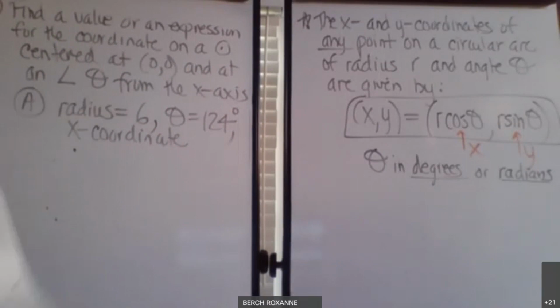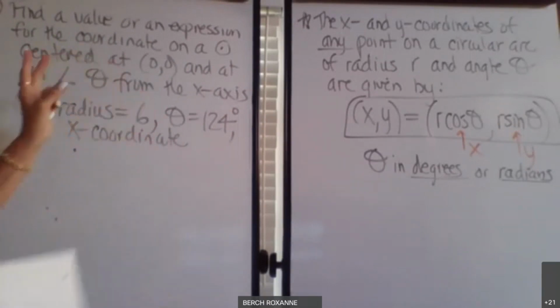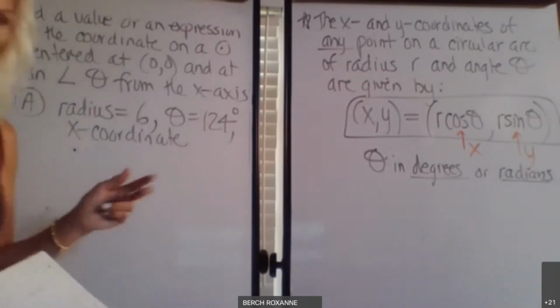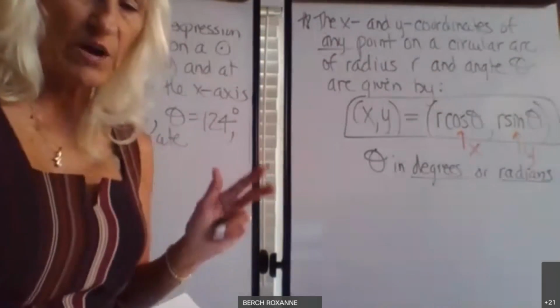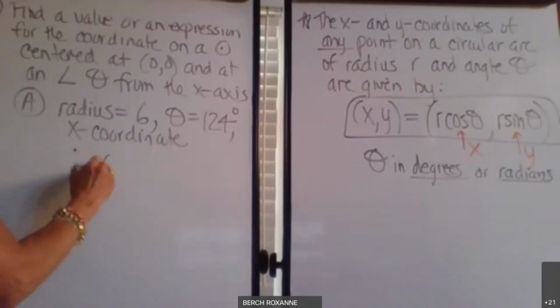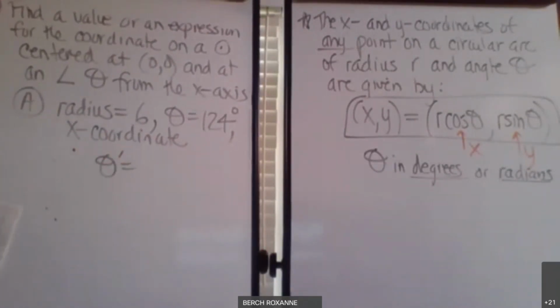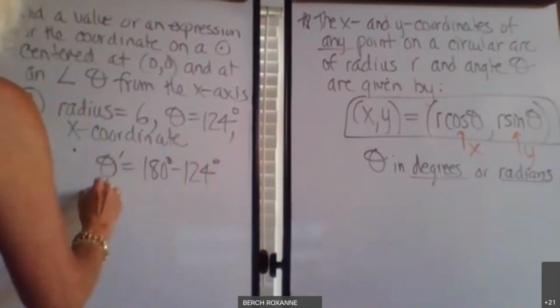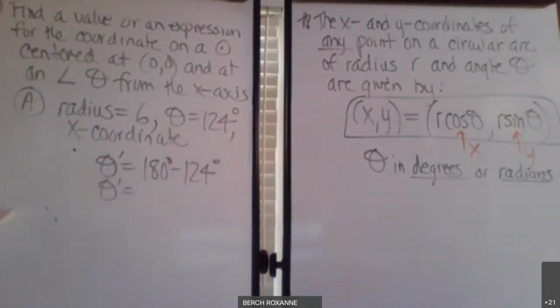So first of all, let's look at what they give us. They give us a radius of 6 something inches, I don't know. Theta is in degrees, and they want us to find the x-coordinate. We don't want to work with a calculator if we don't have to. So what we're going to do is find the reference angle. And you know how to do this. You go to the closest horizontal, which in this case is 180 degrees, and subtract off 124.